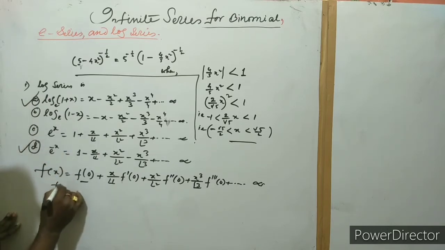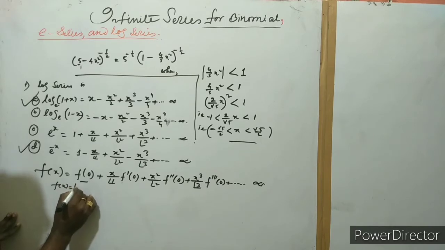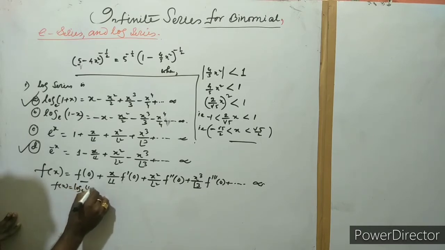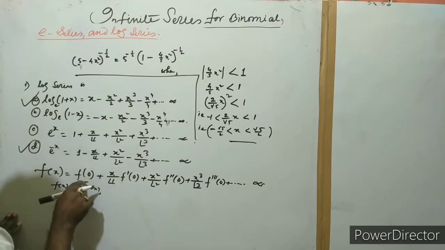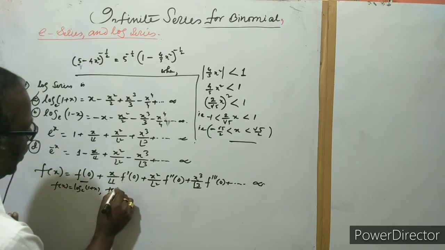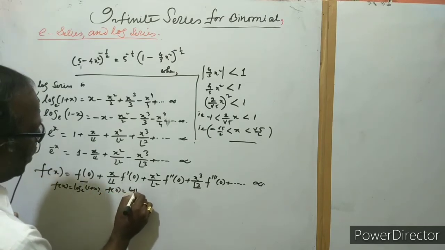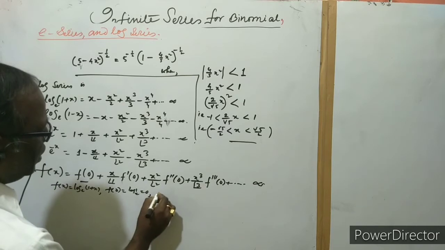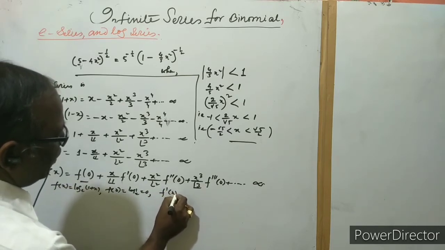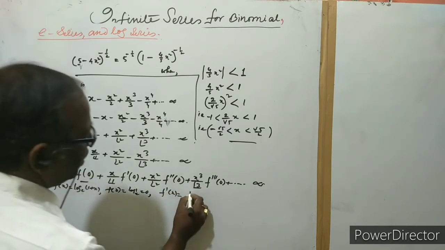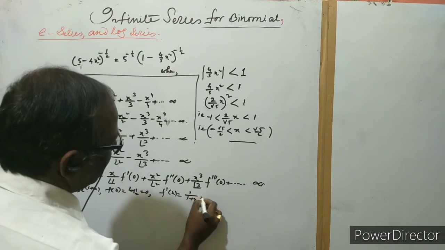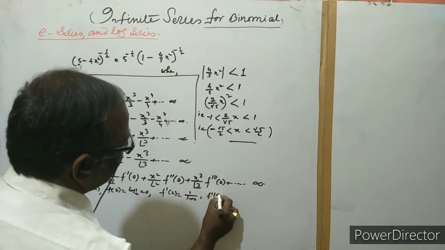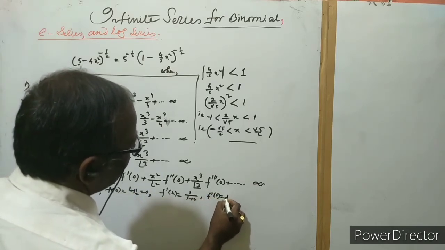So see here, f of x means log to the base e of 1 plus x, okay? And this is f of 0. We can put 0 here, so we get log 1, which is 0. If we differentiate f of x, then we get 1 by 1 plus x, okay? And now f dash 0, we get 1.